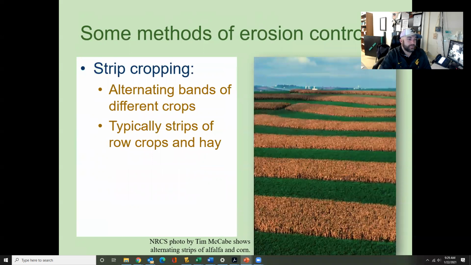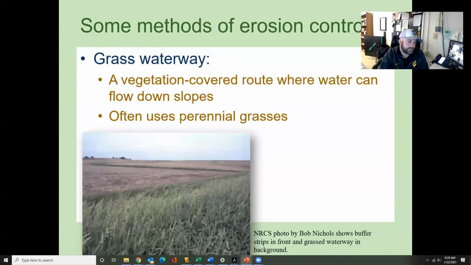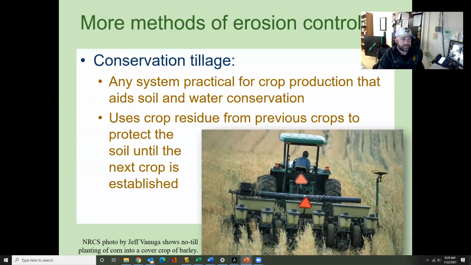So strip cropping, alternating bands of different crops, typically strips of row crops and hay. And then some methods of erosion control, grass waterway, a vegetation covered route where water can flow down slopes, often uses perennial grasses. And just a couple more methods here, conservation tillage, any system practical to crop production that aids soil and water conservation.